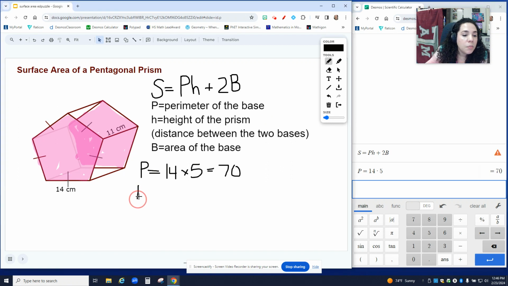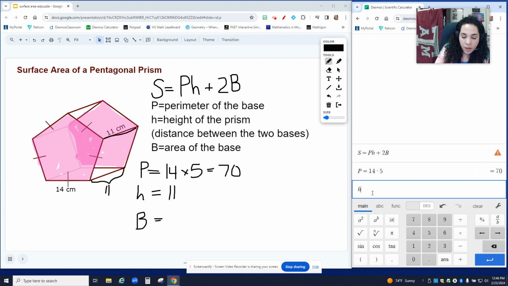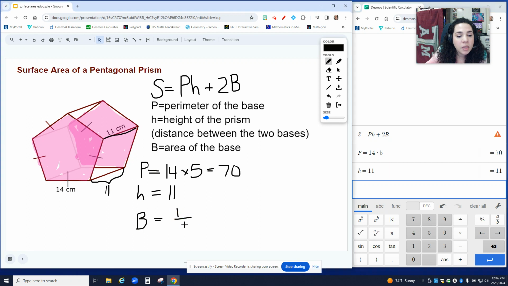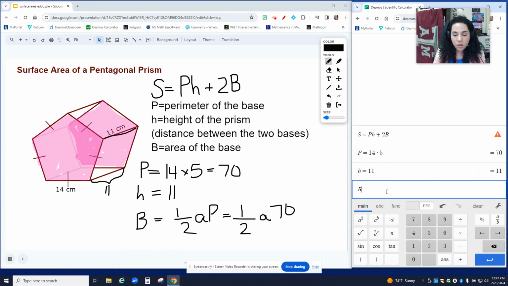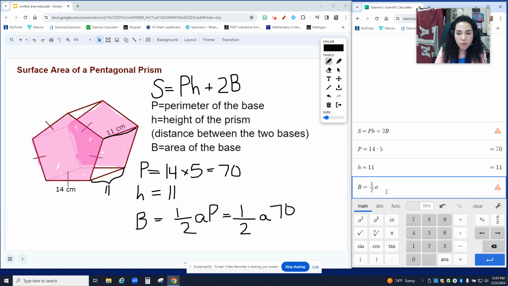Height is the distance between the two pentagons. So how far apart are they? Well, according to this, they are 11 centimeters apart. So I'm going to go ahead and put H is equal to 11. Capital B is the area of the base. The shape of the base is a pentagon, so we're going to use 1/2 times the apothem times the perimeter. We are going to use some trigonometry to calculate the apothem, but the perimeter is 70. We already got that value. So I'm going to write here that the area of the base is 1/2 of the apothem times the perimeter.